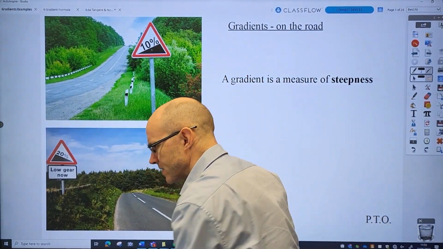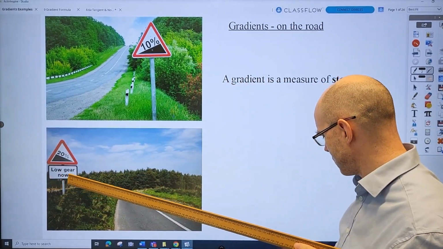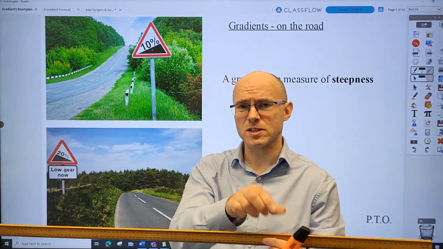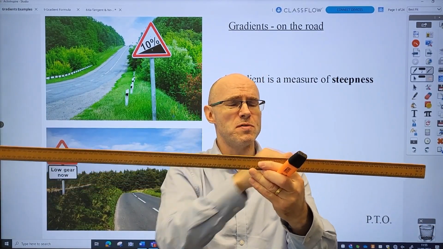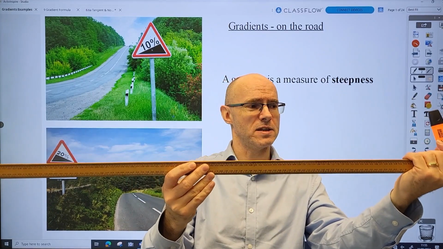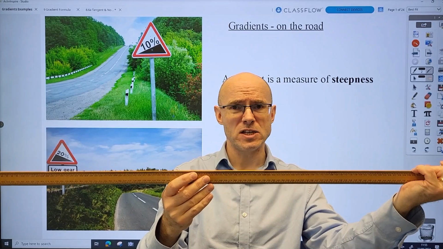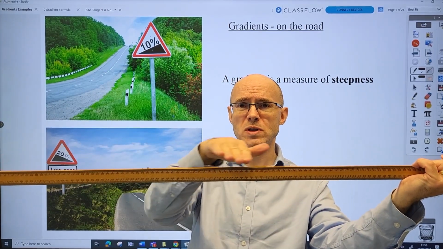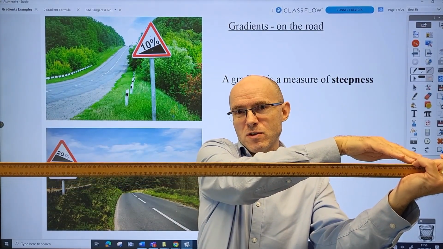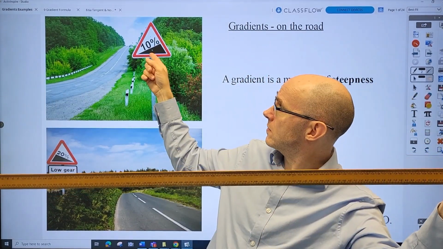Visually, it looks like this. So here's a metre ruler, and here's a highlighter pen, which is 1/10 of a metre, so 10 centimetres. So for every metre you're moving horizontally, you're gaining height of 1/10 of a metre. It doesn't matter what the units are, whether it's kilometres, miles, inches, it's always the same. 1 unit of travel horizontally gives you 1/10 of that vertically upwards. And that's what the 10% means.